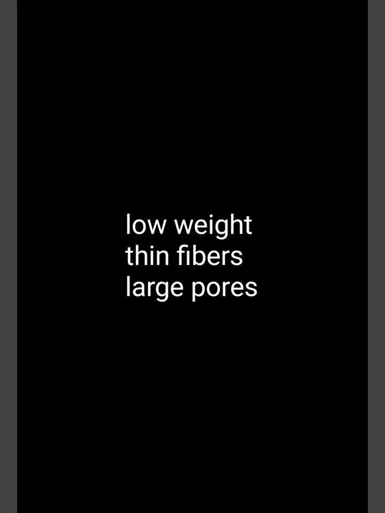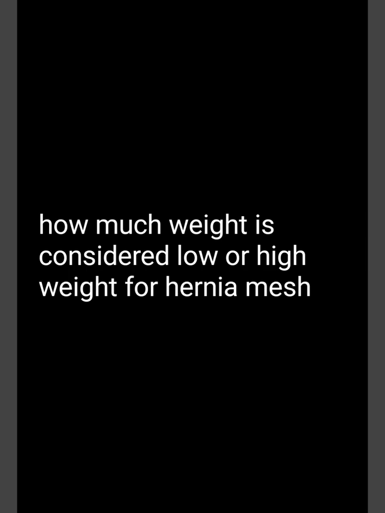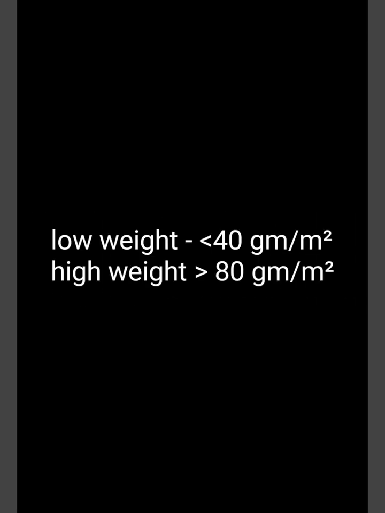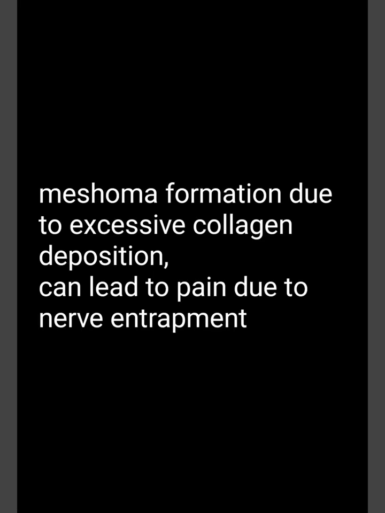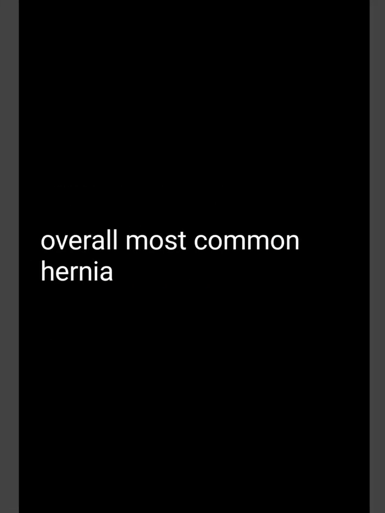Features of an ideal hernia mesh: low weight, thin fibers, large pores. How much weight is considered low or high weight for hernia mesh? Low weight is less than 40 gm per square meter. High weight is greater than 80 gm per square meter. Complications of plug mesh: meshoma formation due to excessive collagen deposition, which can lead to pain due to nerve entrapment.